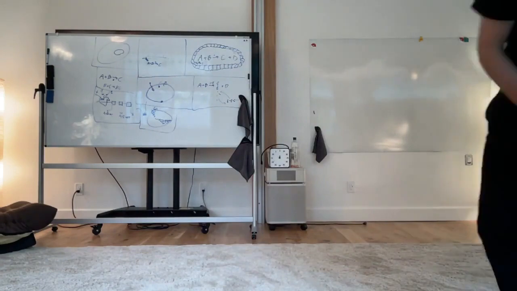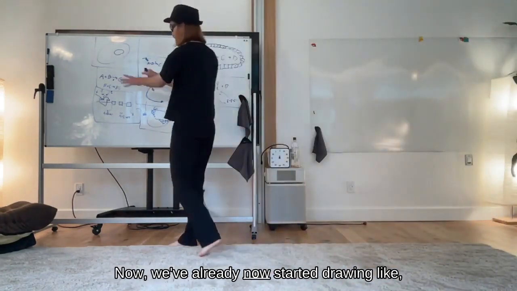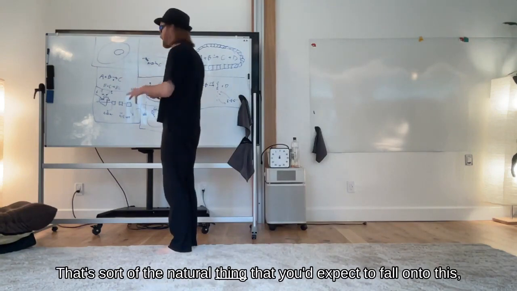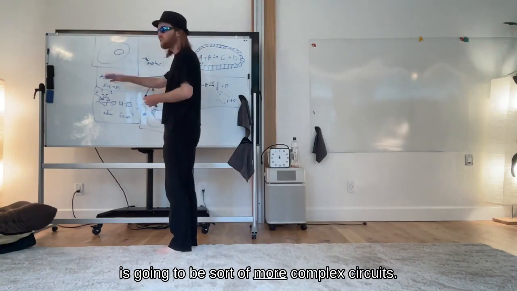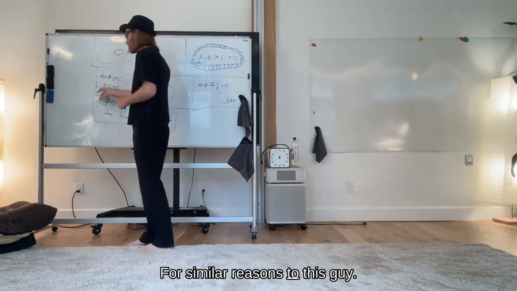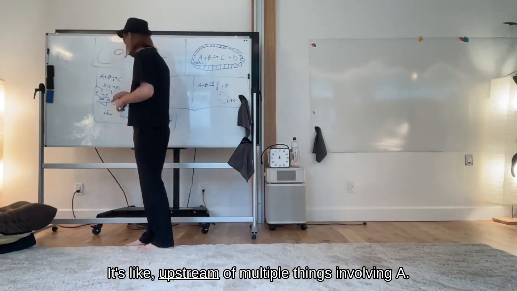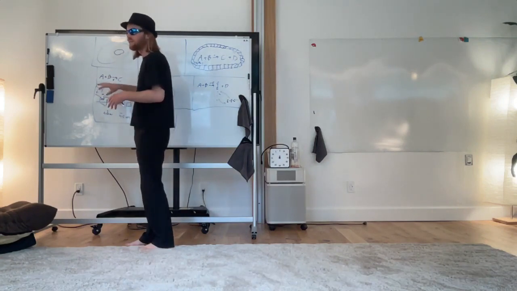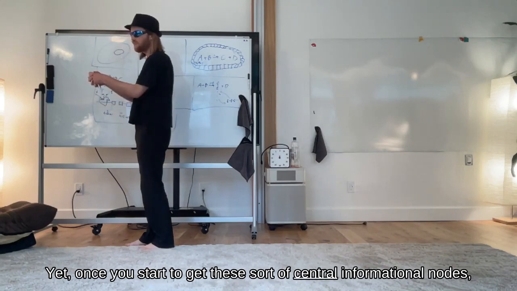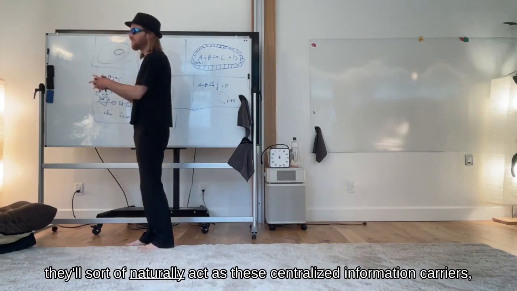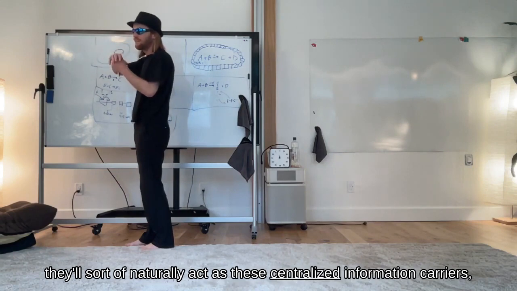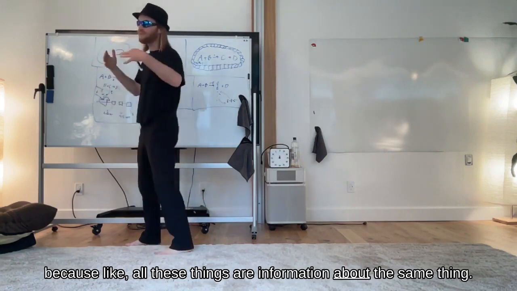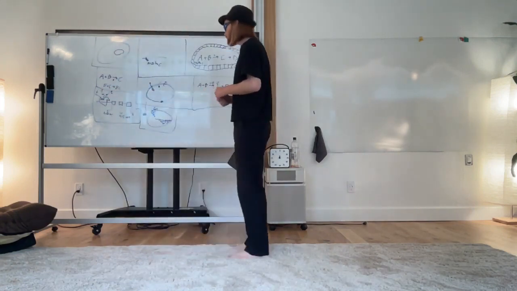Now we've already started drawing more complex circuit diagrams, right? That's the natural thing you'd expect to follow: more complex circuits, for similar reasons to this guy. It's upstream of multiple things involving A, and it's going to be downstream of multiple things that are correlated with A. Once you start to get these central informational nodes, they'll naturally act as centralized information carriers, because all these things are information about the same thing.